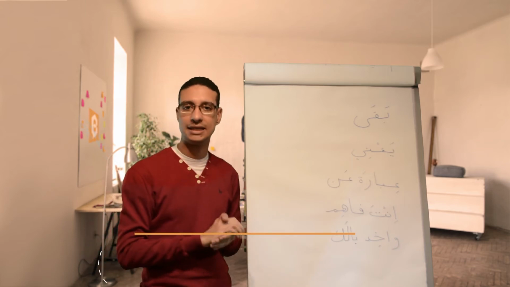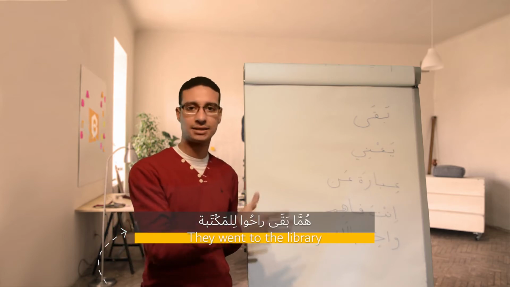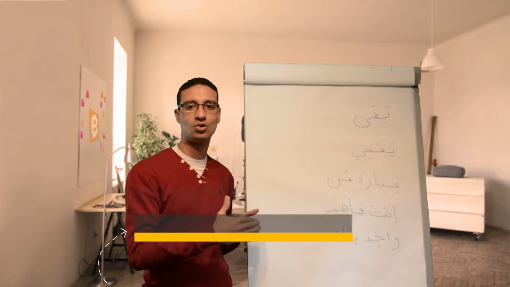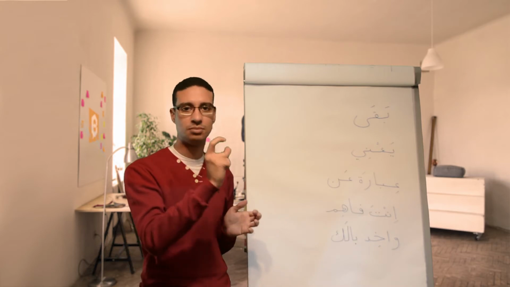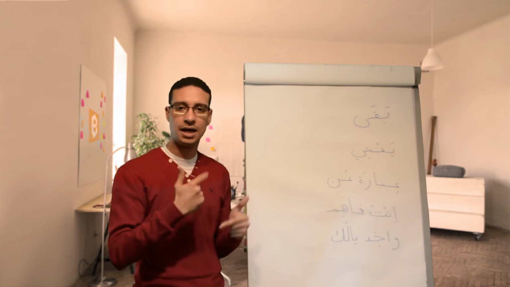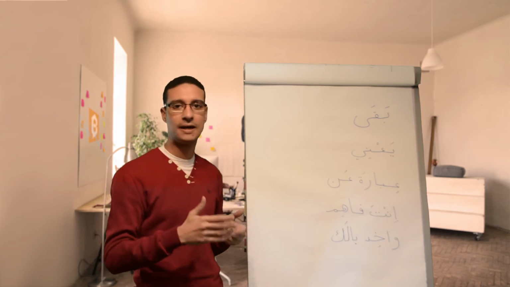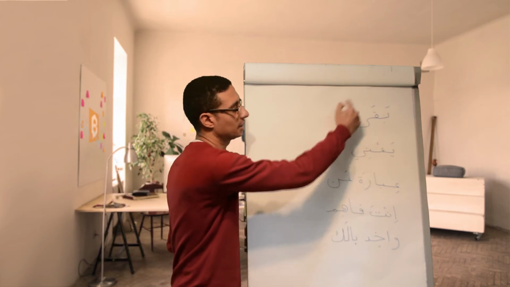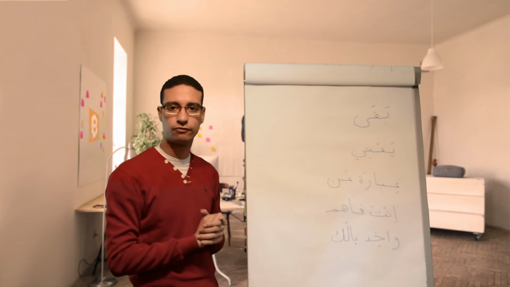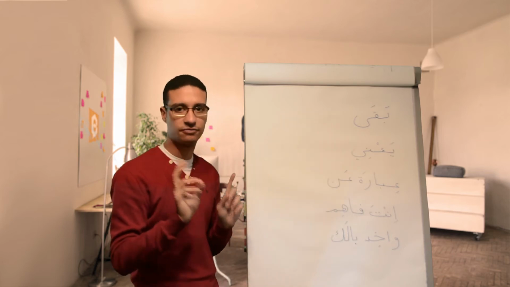Another example is هم بقى راحوا للمكتبة. So هم راحوا للمكتبة. They went to the library. We added بقى, so it's just a natural word, just a filler word, so we don't translate it. هم بقى راحوا للمكتبة. And it's always بقى. We don't use any other form of conjugation of this word as a filler word.